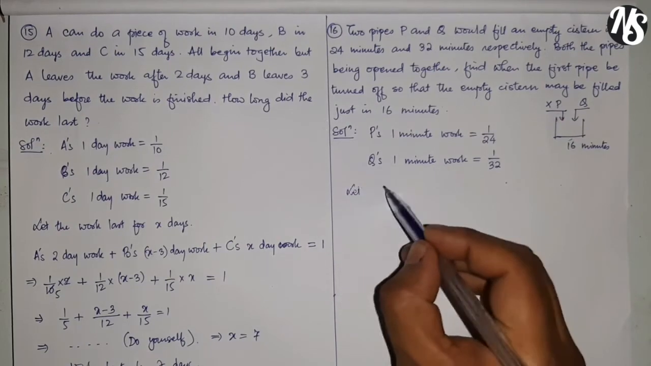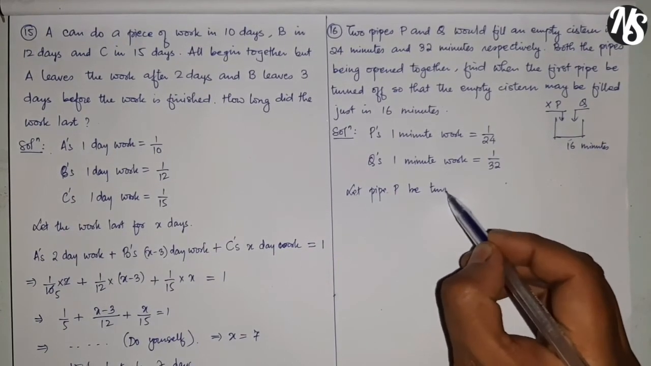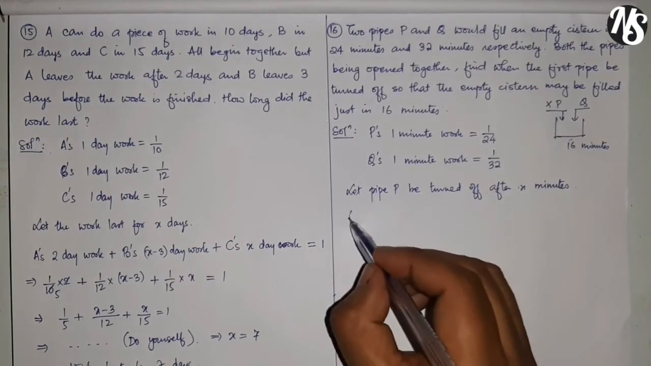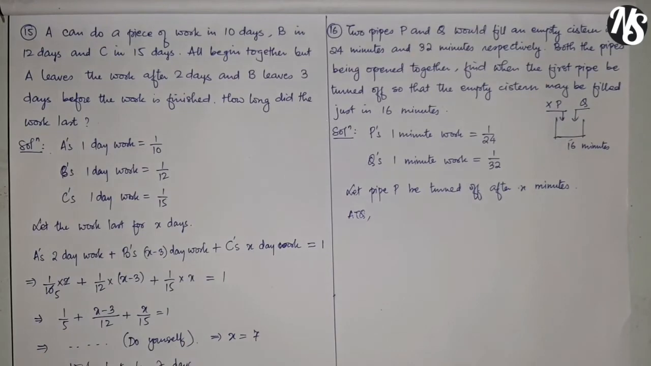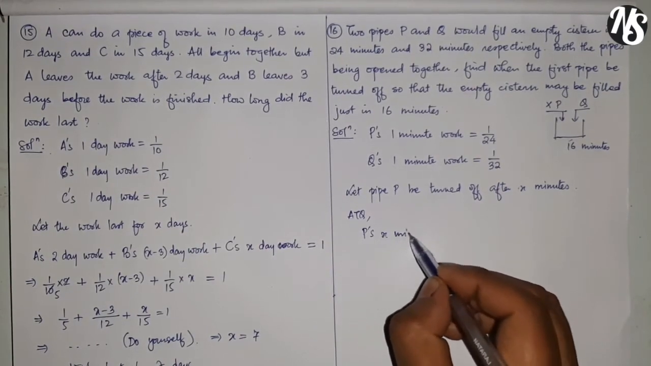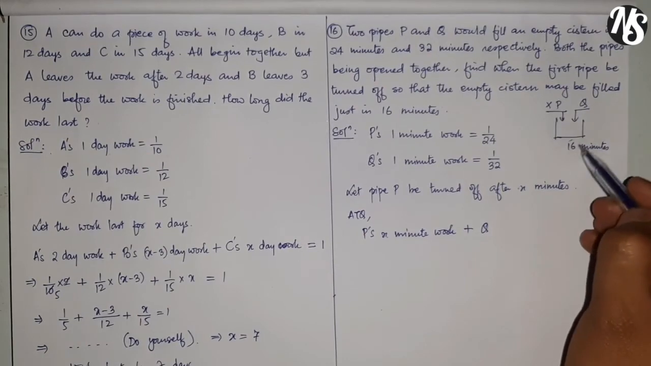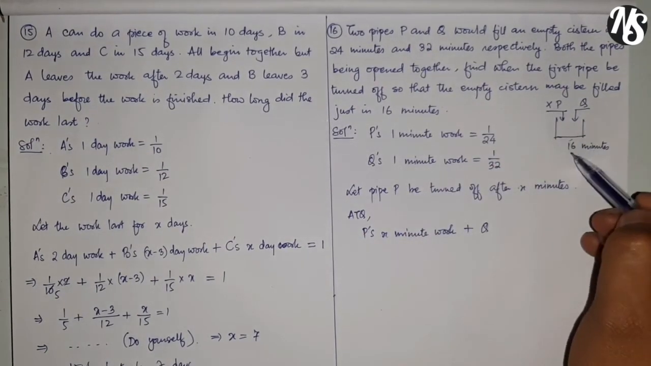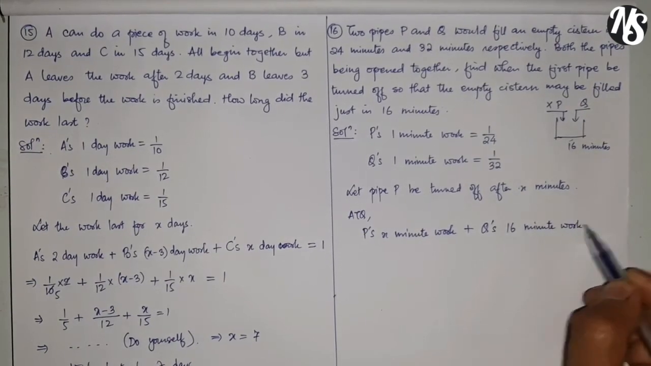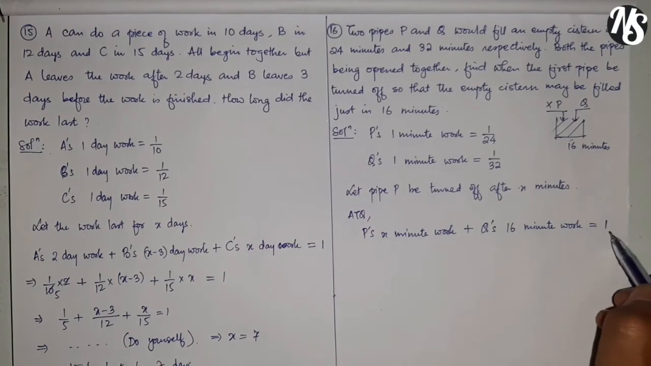So let pipe P be turned off after x minutes. We'll assume that. Now according to the question, P is working for x minutes, so P's contribution will be P's x minutes work. And what about Q? Q is working for exactly 16 minutes, because the cistern is filled in 16 minutes. So Q's 16 minutes work. When this happens, the cistern is filled, which means the total work is done, denoted as 1.